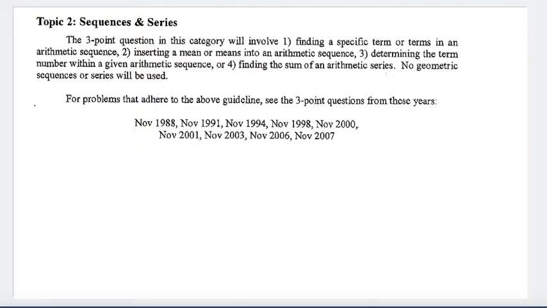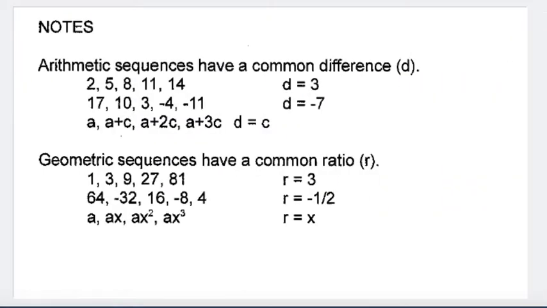I've selected a 3 and a 4-point question, but before I do, quick review of notes. A sequence is either going to be arithmetic or geometric. It's arithmetic if it goes up or down by the same amount every time, and that amount that it goes up or down by is called the difference, d, in a formula that you'll see.